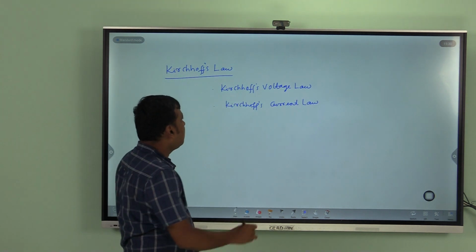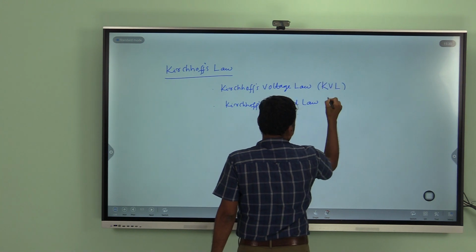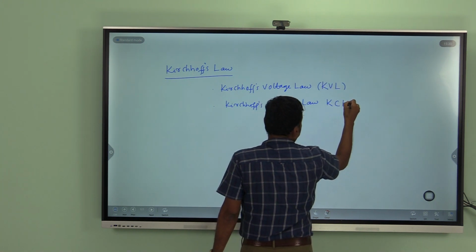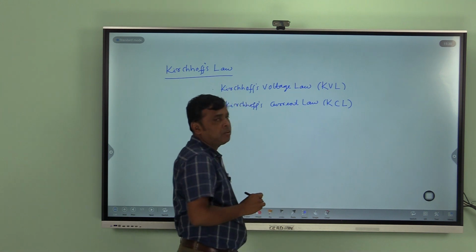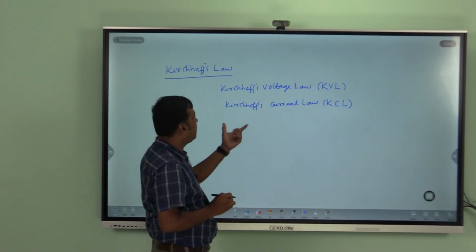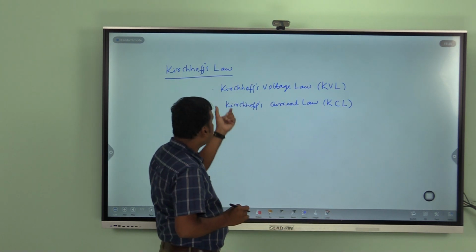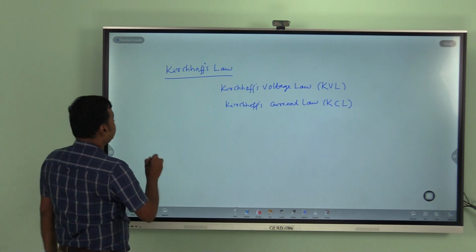Kirchhoff's voltage law is KVL, and Kirchhoff's current law is KCL. Kirchhoff's current law is also called Kirchhoff's junction law or Kirchhoff's point law. Now, let us go through Kirchhoff's voltage law, KVL.